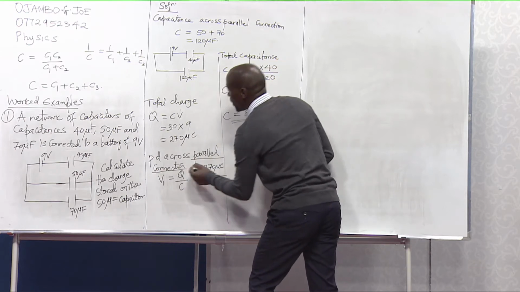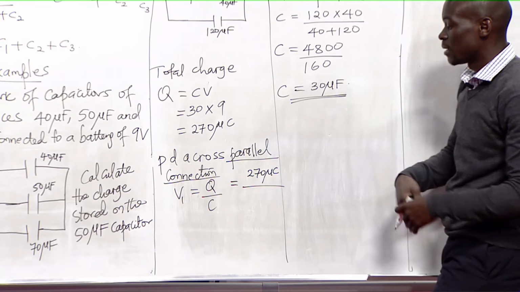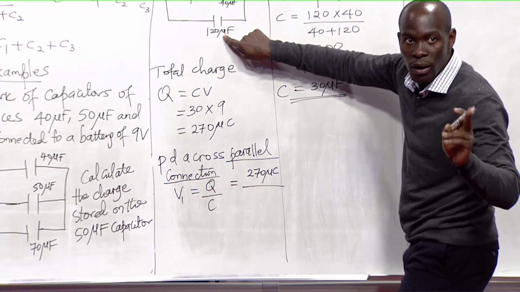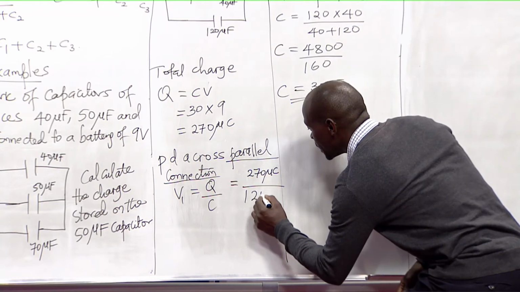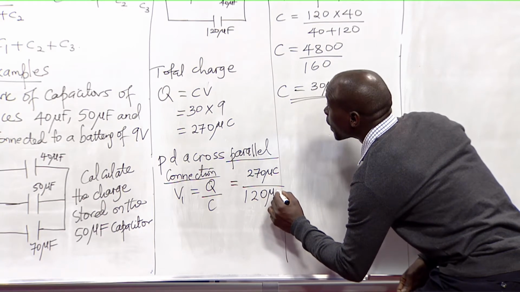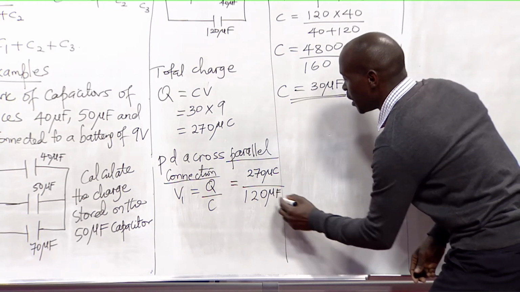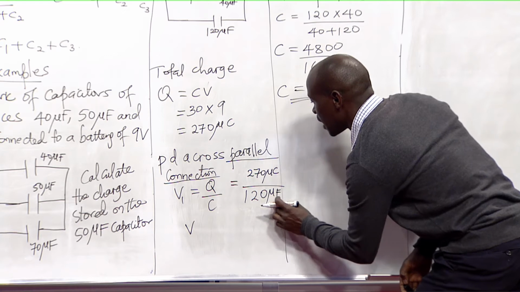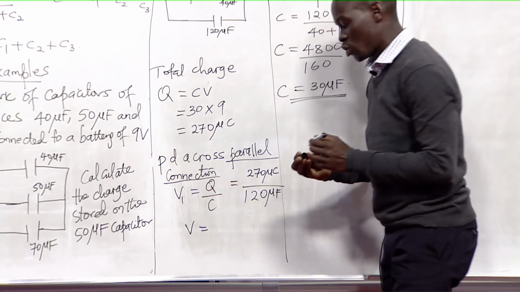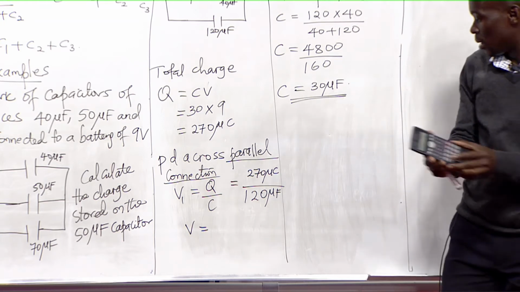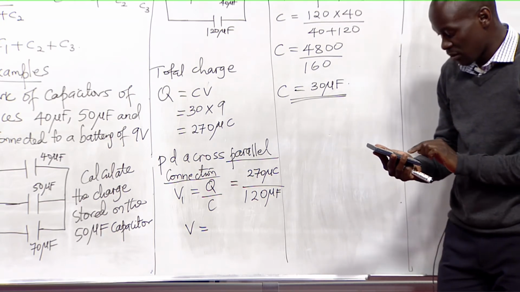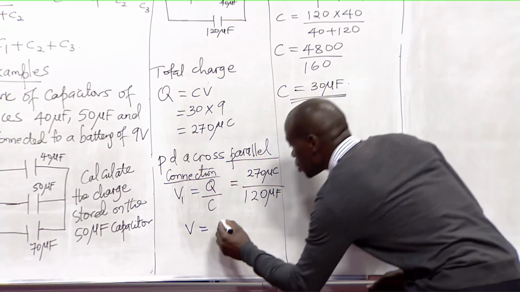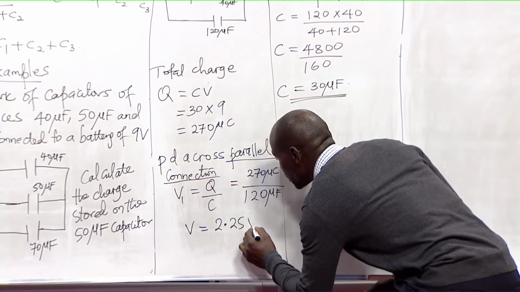This is now where one can make a mistake. They can bring in 30. When you bring in 30, you are gone. But we want parallel, and the parallel connection is represented by the 120 together, so divided by 120 microfarads. So the units will cancel, and the micro will cancel. We shall remain with 27 divided by 12, which is 2.25. I don't know what my friends have got, but I have got 2.25, and this is in volts.